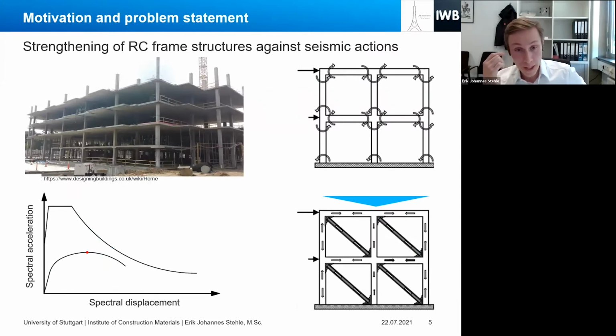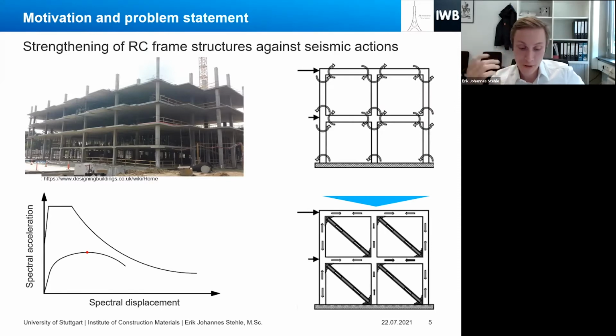And one popular way to strengthen such existing structures is the addition of steel bracings. And generally reinforced concrete structures, such as, for example, reinforced concrete frames, as we can see in the picture, work very well under gravity loads. However, in case of seismic demands, the performance of those buildings is rather insufficient.